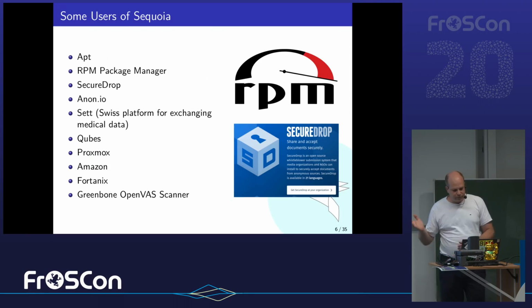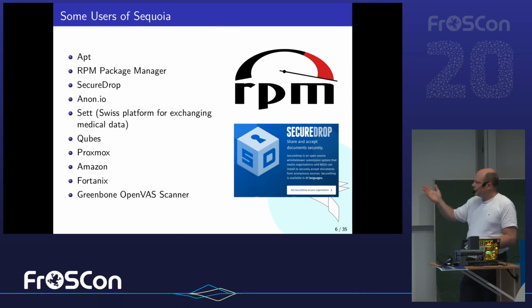So some users of Sequoia: there's apt. If you're using Debian, then you're using Sequoia. If you're using Fedora or Red Hat Enterprise Linux, you're using RPM and you're using Sequoia. SecureDrop is a whistleblowing platform that uses Sequoia. There's Anon.io, which is a mail forwarding service that can encrypt messages on receipt. It uses Sequoia. The Swiss government has a program called SET that they use for exchanging medical data. That's based on Sequoia. Cubes uses Sequoia in their infrastructure, and there are a bunch of others.